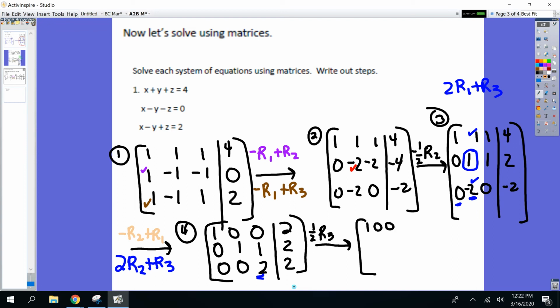1, 0, 0, 2, 0, 1, 1, 2, and now 0, 0, 1, 1. Because remember, I had to multiply both 2's by a half. All right, we are almost home. One more step, and that is to get this 1 into a 0. Okay, how do I get that 1 into a 0 without changing anything?